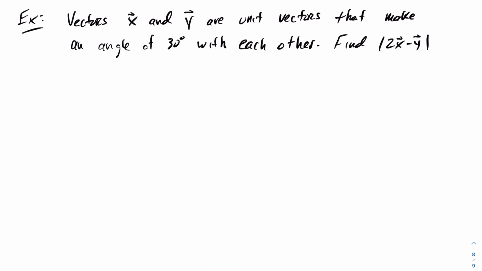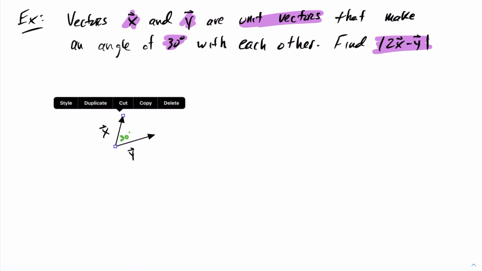In the following example, we have two vectors, x and y, which are unit vectors. We know they make an angle of 30 degrees with one another. Find the magnitude of 2x minus y. Well, we originally started off with two unit vectors. So now I want to calculate the magnitude of 2x minus y. So we have to double the length of our vector x. Let's go ahead and double that length. And we can label this as a 2x. And we're going to keep our vector y here.